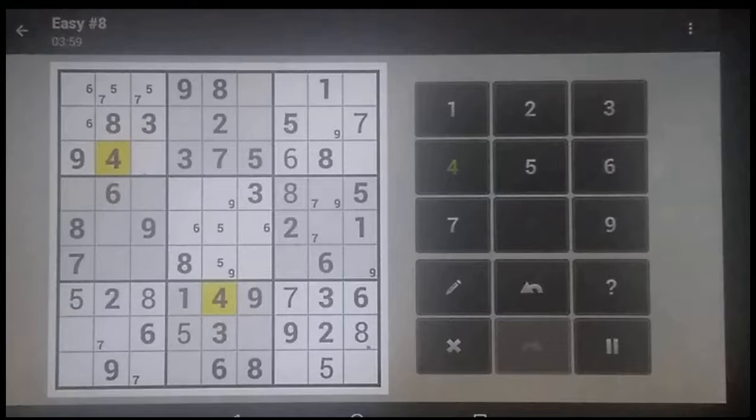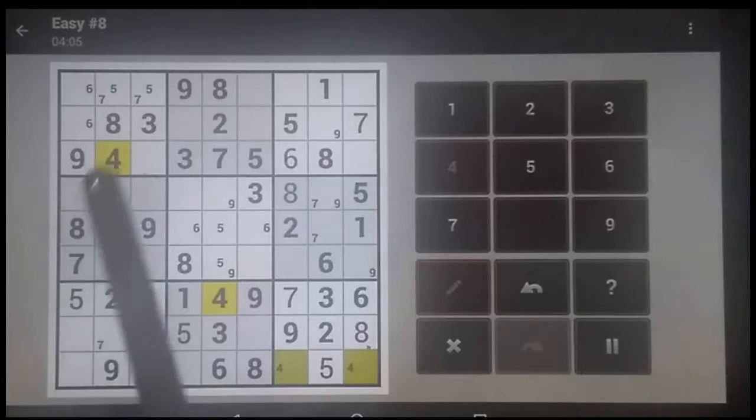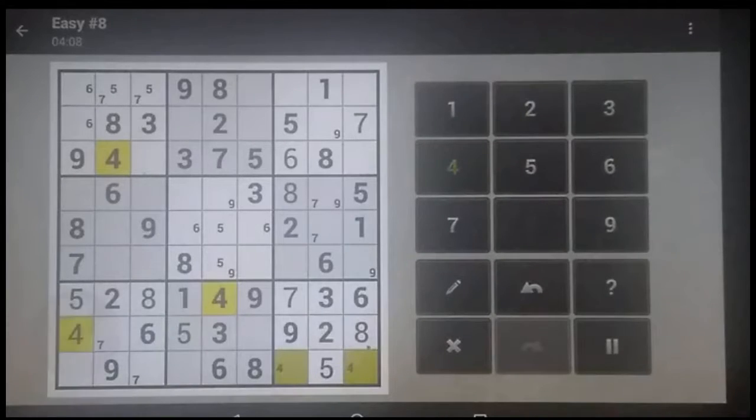The 4 is not telling us too much. It has to be in the bottom row here, which means it has to be in the middle row here, but not there. So only there is left. Now this one has to be in this side column.